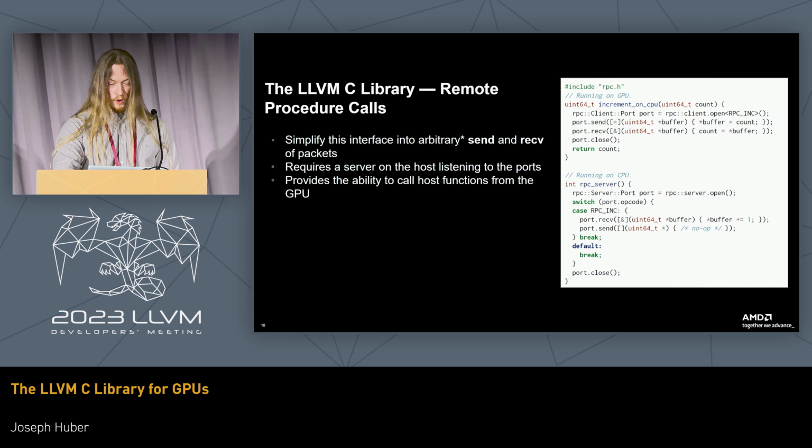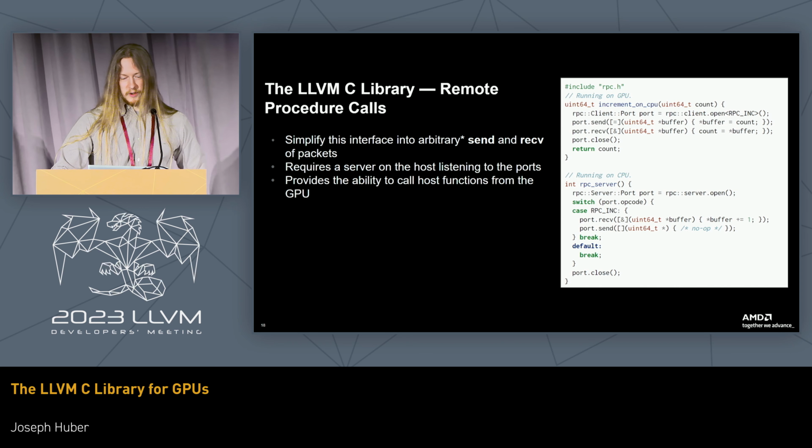We will then, on the server, detect that we own that port so we can open it and check what the opcode is. We see that it's this RPC inc, so we know what to do with it. We read the first thing out of the buffer, increment it, and then send it back. And then the GPU will receive that back, close the port, and continue on its merry way, having successfully offloaded some work to the CPU.